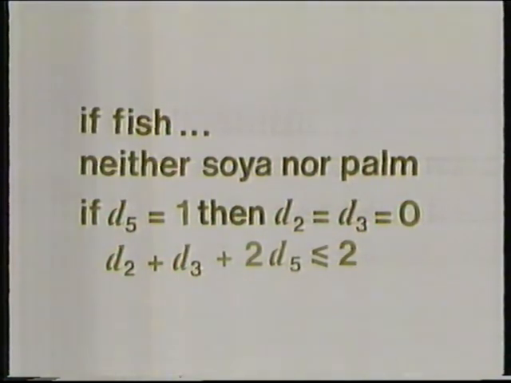If D5 equals 1, that is, fish is in our blend, this constraint boils down to D2 plus D3 plus 2 less than or equal to 2. The 2's cancel, giving us this, and forcing both soya and palm out of the blend.